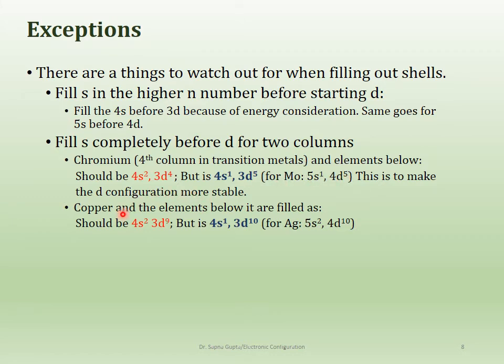The second exception that occurs is for copper, which is the 9th column. In this case, we have the same problem because D is going to have 9 electrons in it. It's going to be a lot more stable if it has 10 electrons in it, which are all going to be paired electrons. So again, it will take 1 electron from the S and put it into the D. Therefore 4s1 3d10 is the configuration for copper and all the elements below it. This leads again to more stability. That's the only reason why this happens.